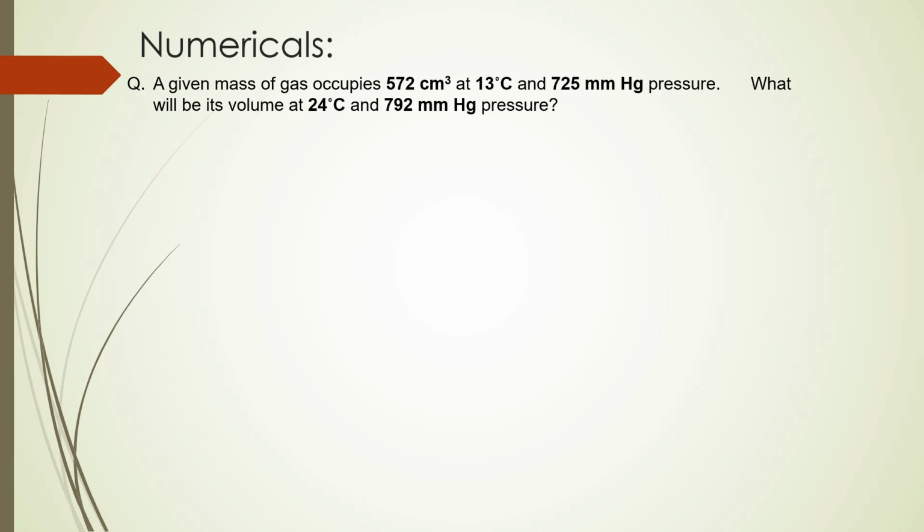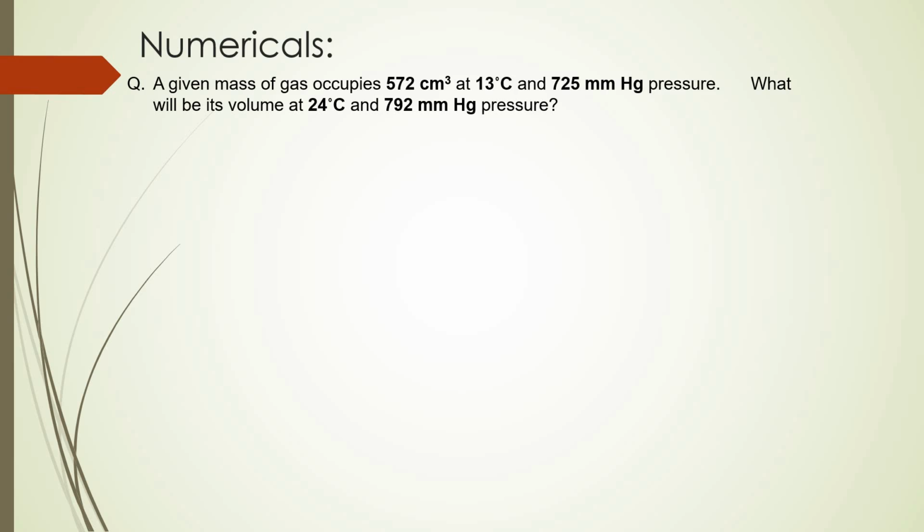A given mass of gas occupies 572 centimeter cube at 13 degrees Celsius and 725 millimeter mercury pressure. So here we have three variables: volume, which is 572 centimeter cube, temperature 13 degrees Celsius, and pressure 725 millimeter mercury. What will be its volume at 24 degrees Celsius and 792 millimeter Hg pressure? So here, if you notice, temperature is changing, and pressure is also changing.